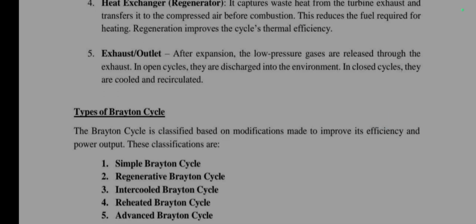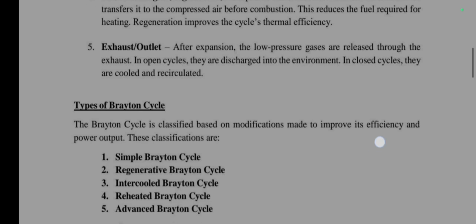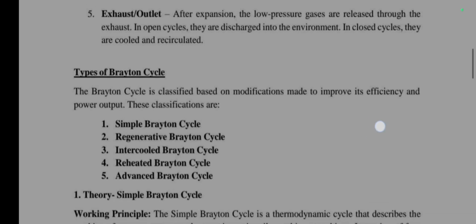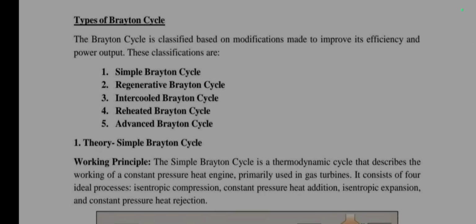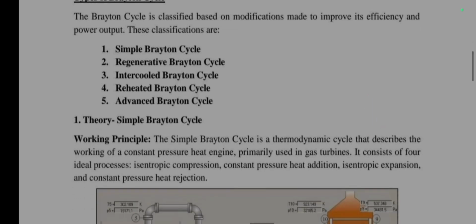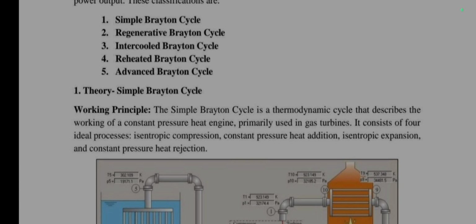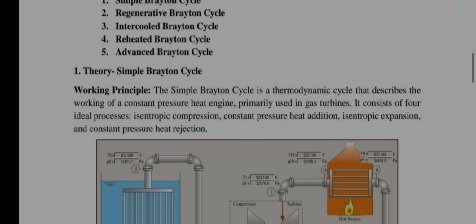Exhaust or outlet. After expansion, the low pressure gases are released through the exhaust. In open cycles, they are discharged into the environment. In closed cycles, they are cooled and recirculated. Types of Brayton cycle: simple Brayton cycle, regenerative Brayton cycle, intercooled Brayton cycle, reheated Brayton cycle, advanced Brayton cycle.